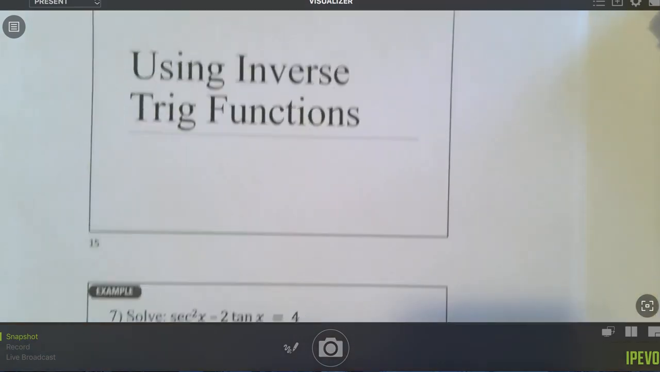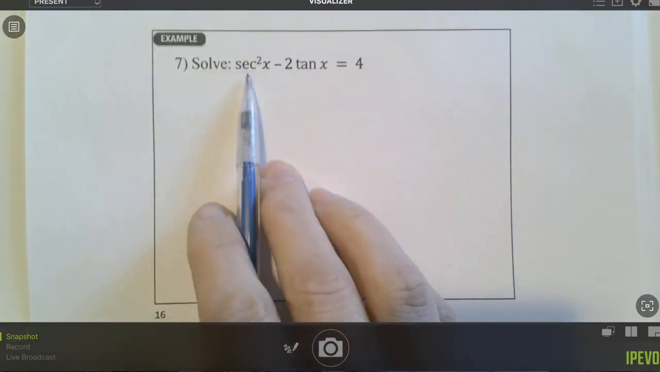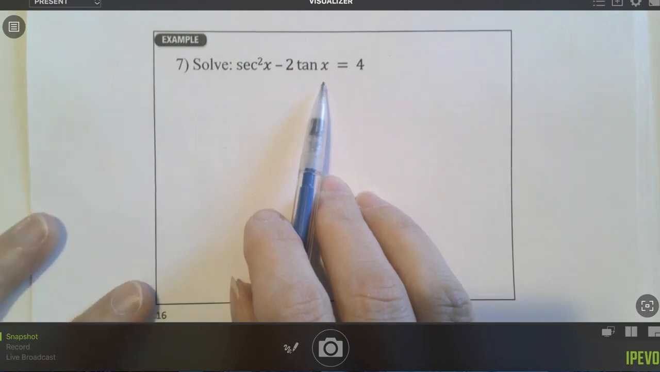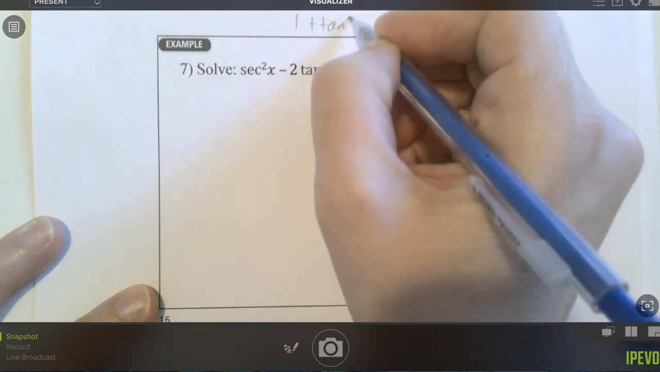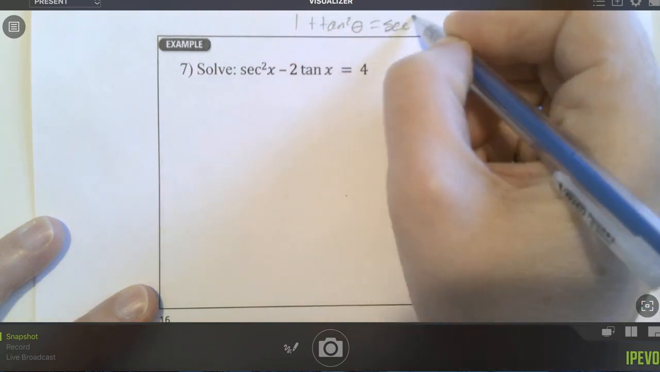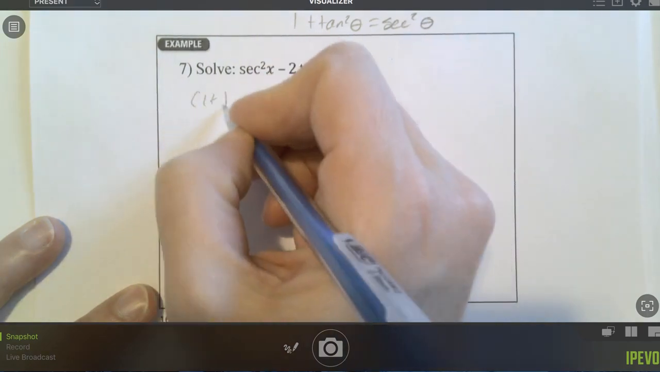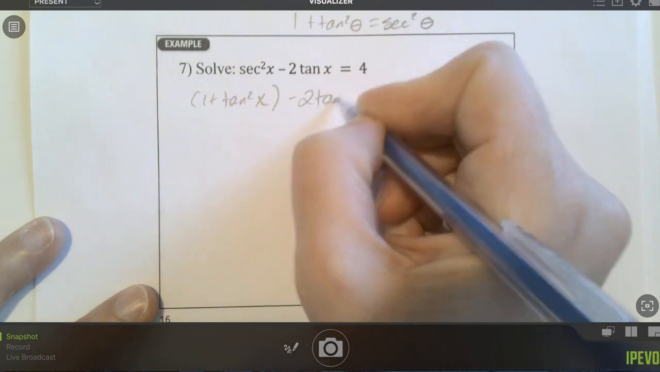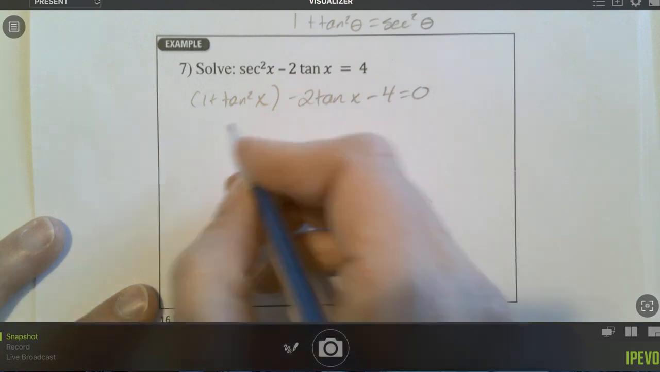Next, let's talk about using inverse trig functions, which we've kind of already been doing. All right, so this is another quadratic, but we have two different functions, but I can use my Pythagorean identities in order to make a substitution. Remember that 1 plus tangent squared theta is equal to secant squared theta. So I'm going to make that substitution. 1 plus tangent squared x equals 2 tangent of x plus 4. Let's go ahead and subtract the 4 and set equal to 0, and collect our like terms.